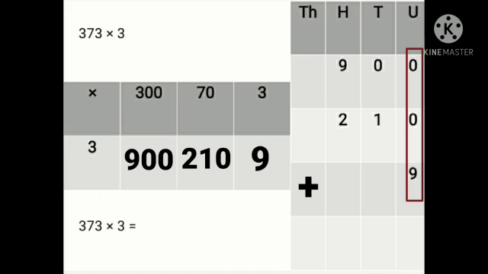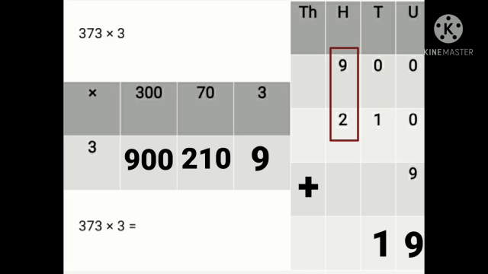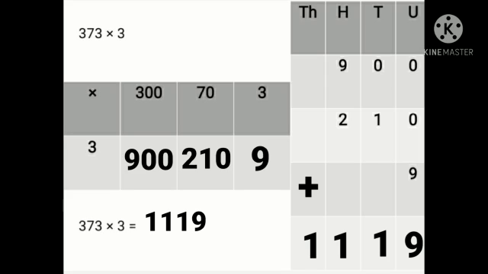Starting from the units, 0 plus 0 plus 9 gives you 9. 0 plus 1 gives you 1. 9 plus 2 will give you 11. So students, 373 multiplied by 3, the answer is 1119. Moving on to the next sum.